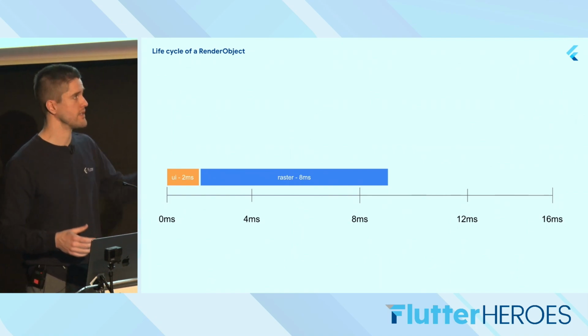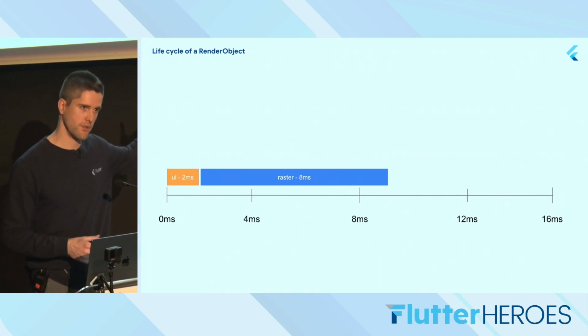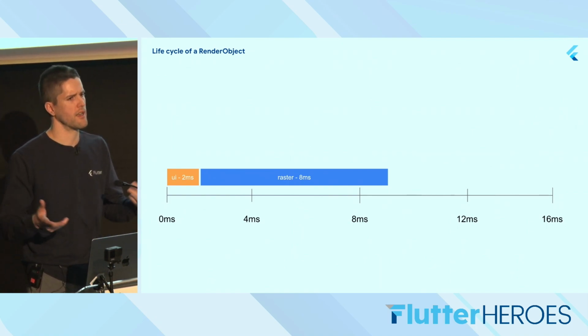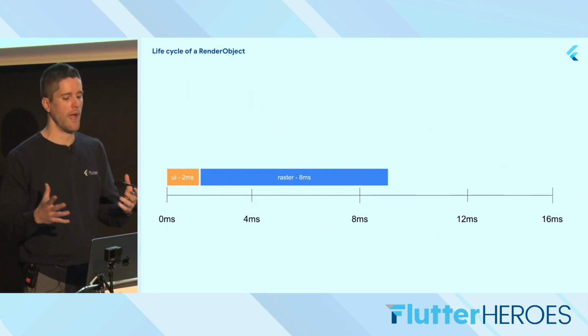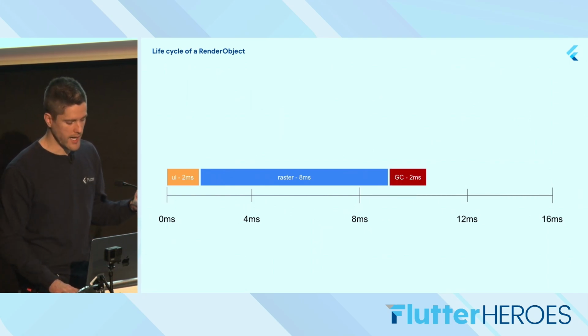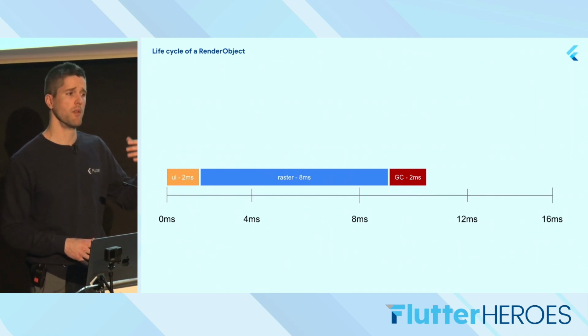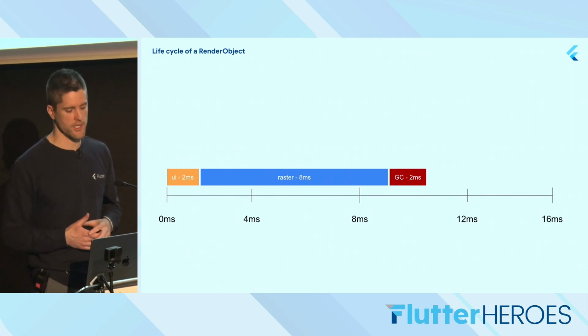And you can see, and obviously I've just made up these hypothetical values of 2 and 8 milliseconds, but they're fairly representative of times that I've looked in the DevTools. The raster thread takes way longer. And then if you've got extra time, the Dart VM loves to sneak in a quick garbage collection.